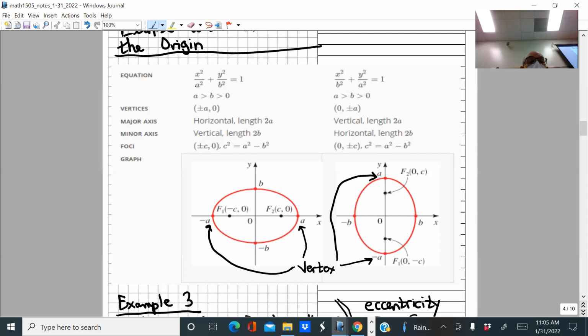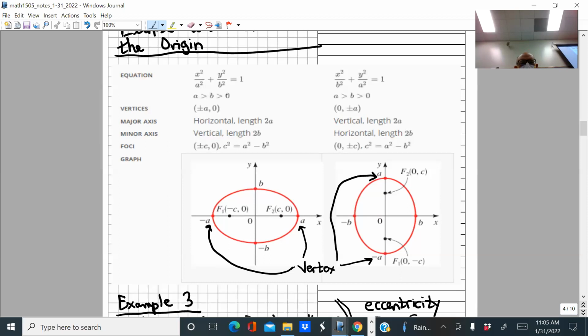If the larger value is beneath the x squared, you get an ellipse that is elongated along the x-axis. You'll get an ellipse that is horizontally longer than it is vertically tall. That's if the larger constant is below the x squared. Remember, the constant on the right is always 1. This doesn't change. Notice we always assume that a is greater than b.